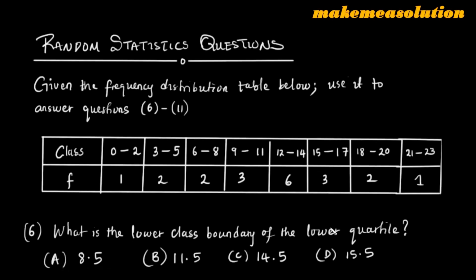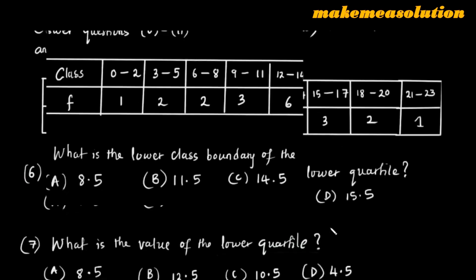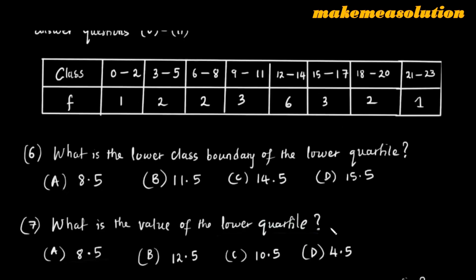We are going to be solving a random question in statistics and it goes like this. Given the frequency distribution table below, use it to answer questions 6 to 11. So you have the table and you have your grouped data and you have frequencies associated with each class.